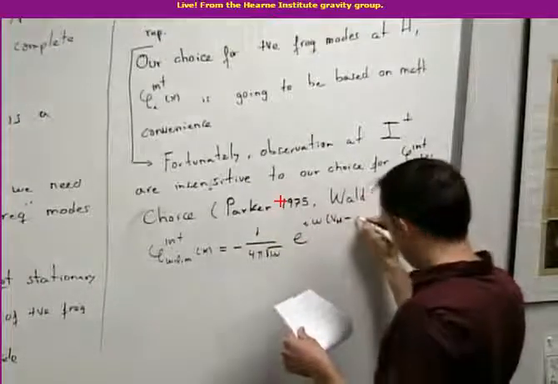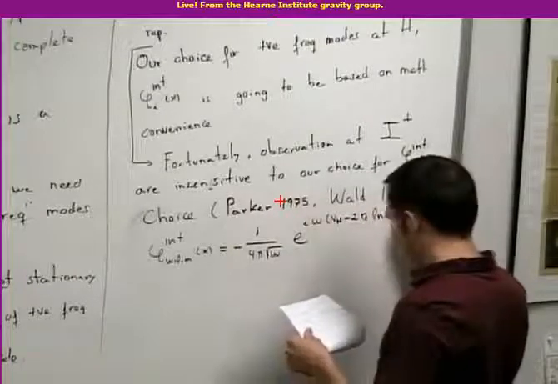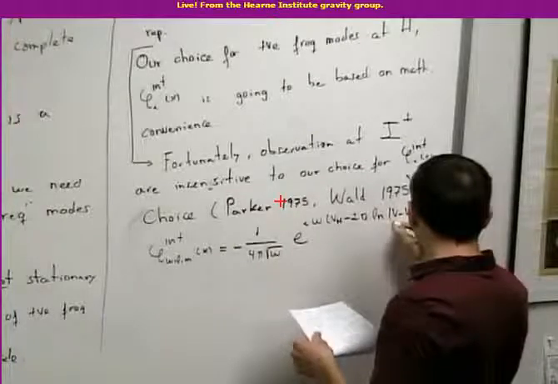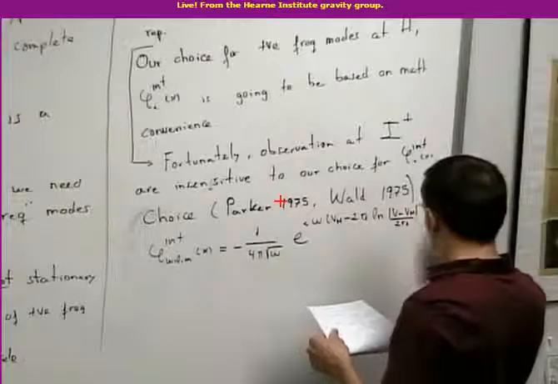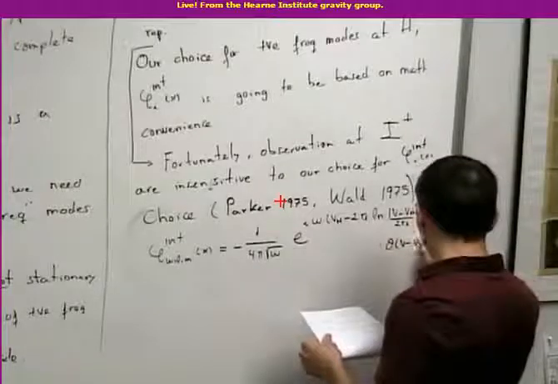v_H minus 2R_S log of (v minus v_H) divided by 2R_S, times delta of v minus v_H.